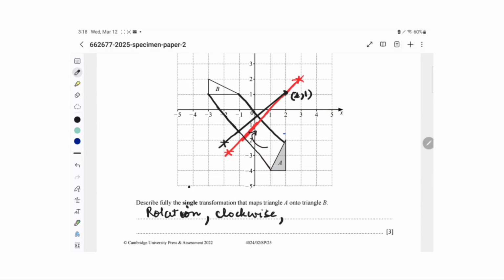Now angle and center. For the angle, you can join the point on the object to the center to the image. You can see this for every point as well. Okay, so this is making 90 degrees clockwise. So 90 degrees clockwise, and the center is (2, 1).